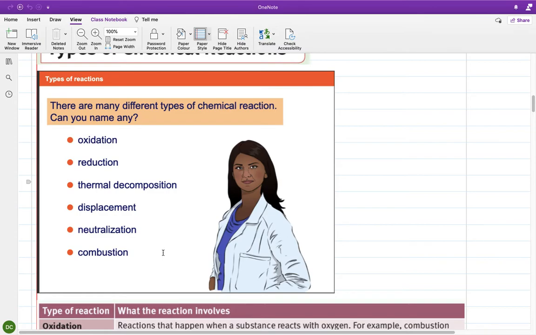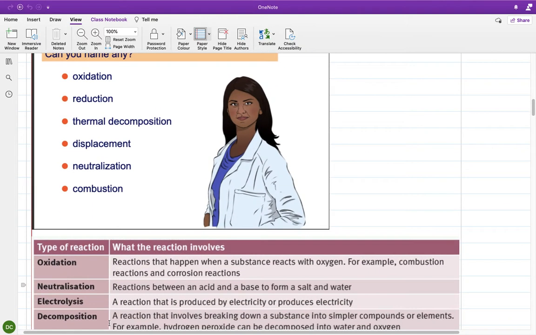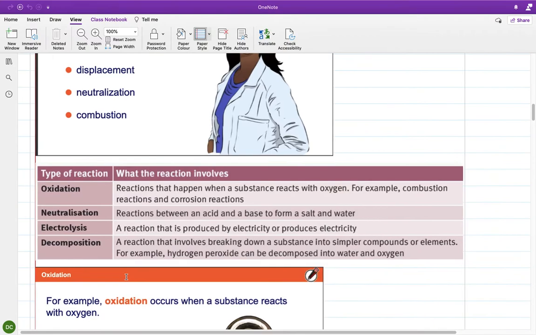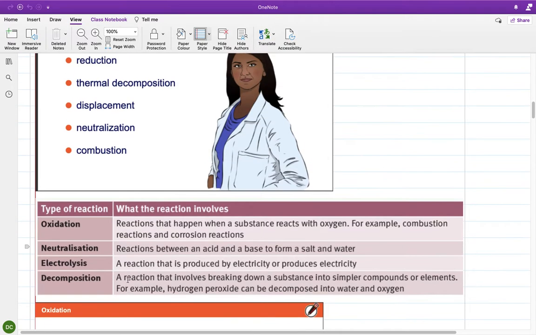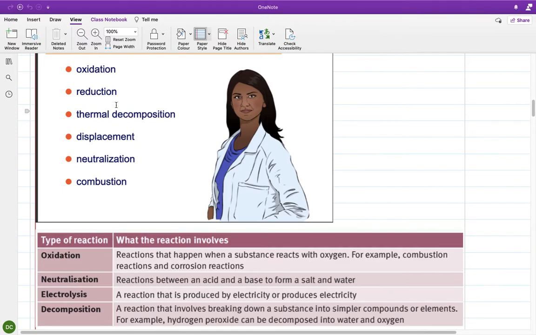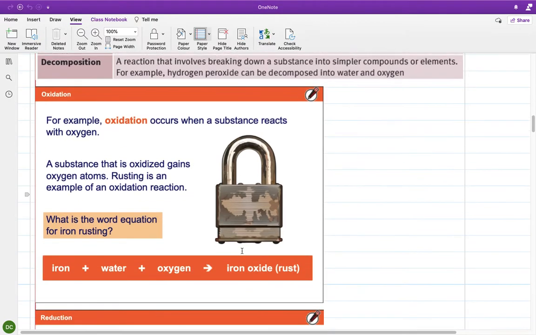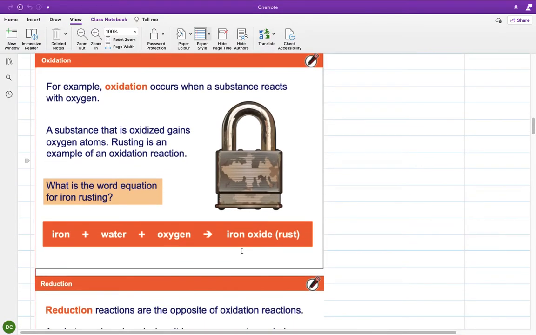Some of these are more important than others, to be honest. I got the lower list from your book. This is from the Doodle website. So oxidation, reduction, thermal decomposition, displacement, neutralization, combustion. We have oxidation again, neutralization again, electrolysis, and decomposition, which is up here as well, just thermal decomposition. So there's quite a few different types of reactions. Some of them are important and we're going to spend a bit of time on, and some of them you're not going to deal with too much at junior cert or junior cycle.